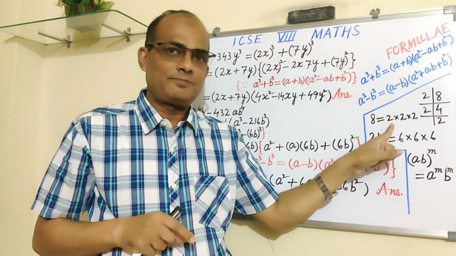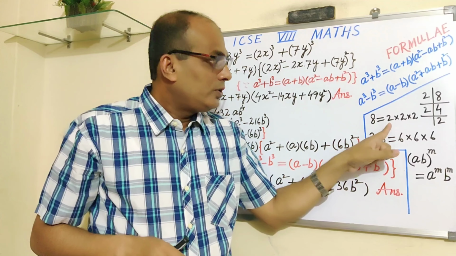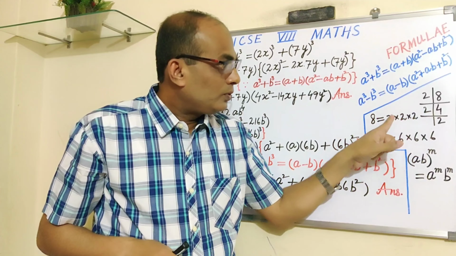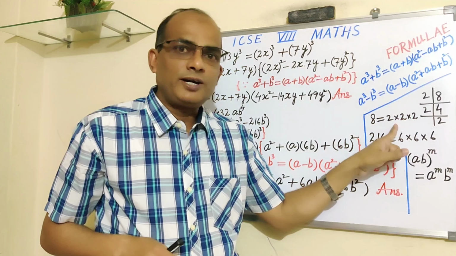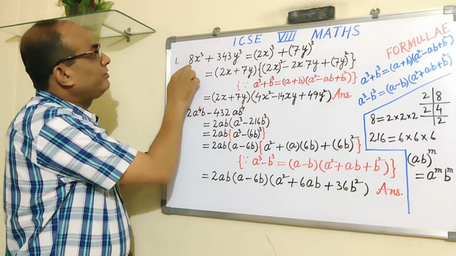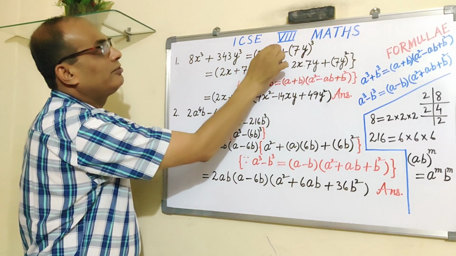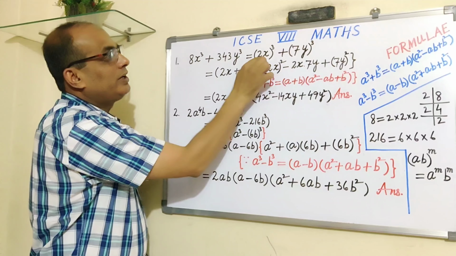Laws of indices, exponents. See my video, there is one video on that. 2, 2, 2, so 1 plus 1 plus 1, 2 raised to the power 3, right? So 8 is equal to 2 raised to the power 3. So 2 raised to the power 3 and x raised to the power 3 means 2x whole raised to the power 3.